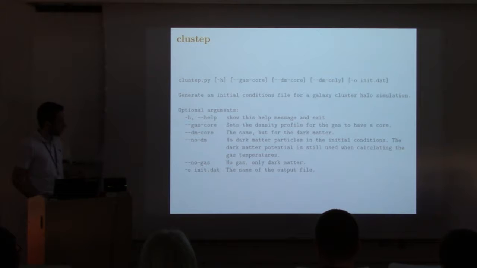You can generate a galaxy cluster without any gas, or you can handle the dark matter as an external potential and not include any dark matter particles. And for instance, you can alter Gadget to include an external potential to represent the dark matter and simulate only the gas, to reduce the computation cost in some situations.